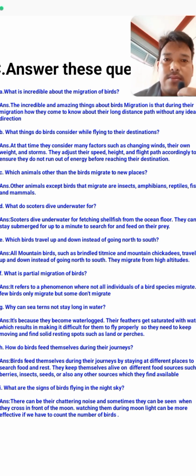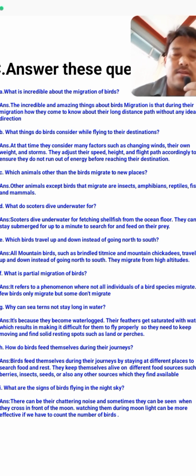And C number is, which animal other than the birds migrate to new places? So students, we have to talk about any other animals which migrate to new places. Yes, of course, there are many. Other than birds, we can see insects, amphibians, reptiles, fish, and mammals migrating.